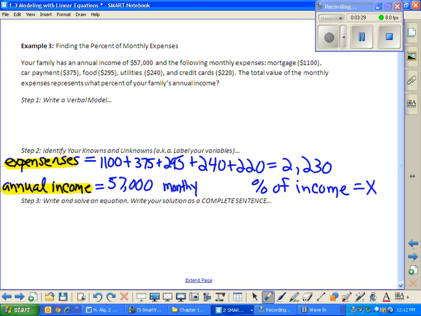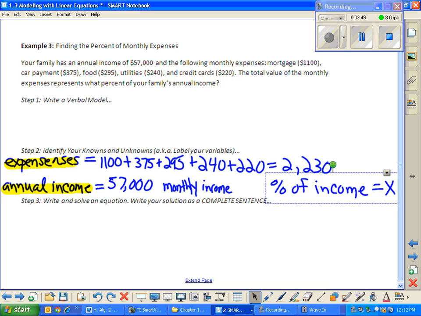So our monthly income actually works out to be like 57,000 divided by 12, because there's 12 months in a year. I got $4,750 for the year.